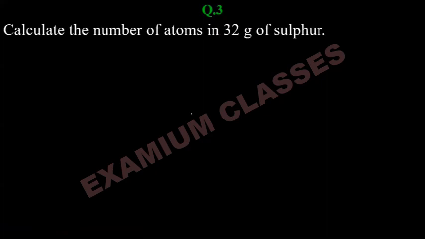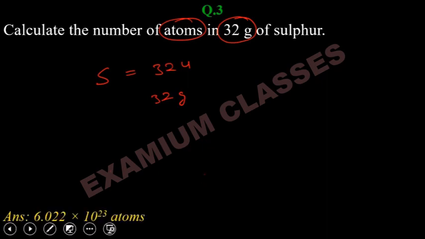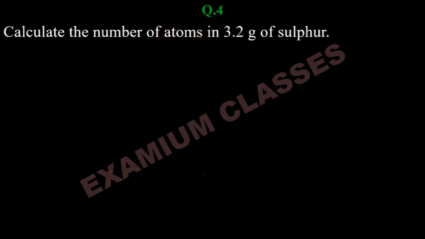Next, calculate the number of atoms in 32 grams of sulfur. So 32 grams of sulfur, if we are talking about, it is just sulfur atoms, okay, not molecules. So don't get confused. Sulfur atoms means just sulfur. We are not considering S8. So sulfur atomic mass is 32 U. It means 32 grams will be equal to 1 mole. It means there will be 6.022 into 10 power 23 atoms.